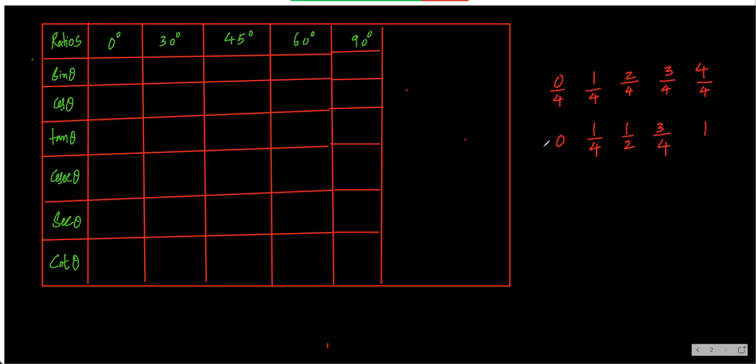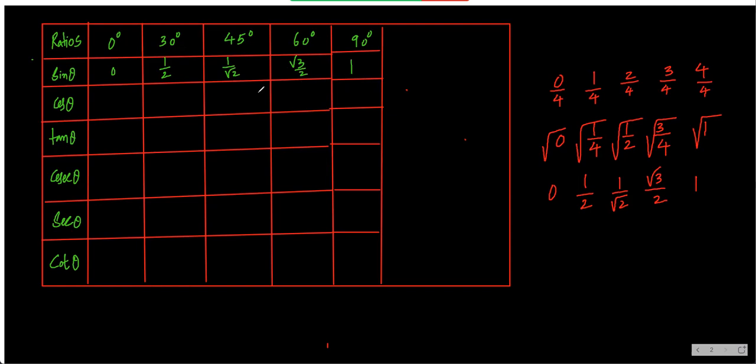Then take the square root of each and every term. Square root of 0 is 0. So square root is for numerator and denominator also. Root of 1 is 1, root of 4 is 2. Root of 1 is 1, root of 2 is not possible. Root of 3 also not possible, but root of 4 is 2. Root of 1 is 1. This is your first value: 0, 1 by 2, 1 by root 2, root 3 by 2, 1. Okay, this is your first value of the table.